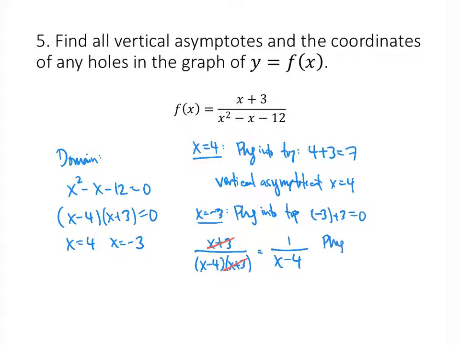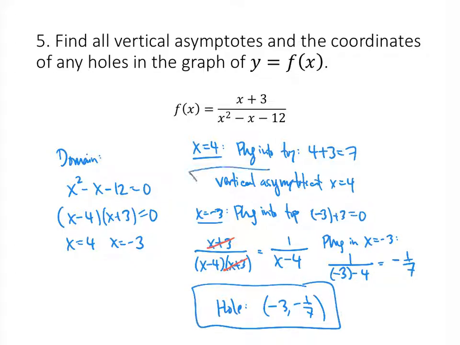And now when we try to plug in x equals negative 3, we can do it without dividing by 0. So we get 1 divided by negative 3 minus 4. That's negative 1/7. And that tells us that the coordinates of our hole is negative 3, comma, negative 1/7. So we have a hole, and we have a vertical asymptote.